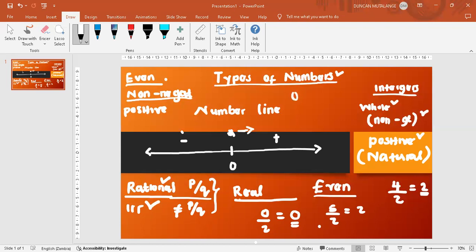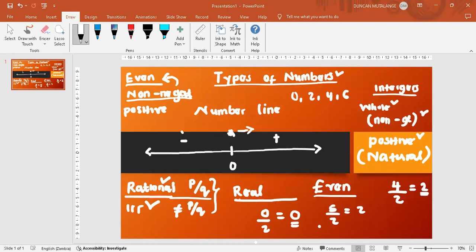So it means we start from 0, and then we go to 2, then 4, 6, and so on and so forth. So non-negative even numbers will start from 0. So 0 is an even number. Why? Because 2 can go into it without leaving a remainder.